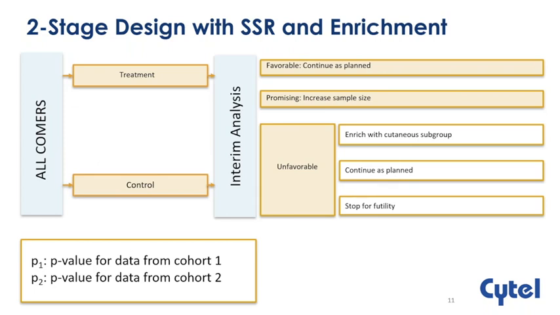The graphic that is typically used in this, which also enables us to see that indeed we have a two-stage design, is the following. You have the all-comers coming into two treatments of interest. We have the interim analysis, and at the interim analysis, we might have different decisions at our disposal.